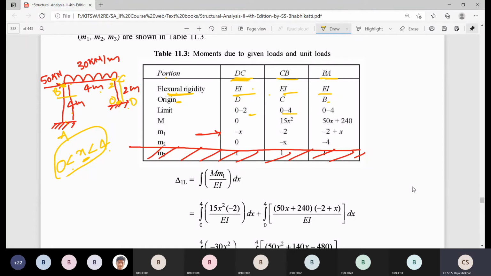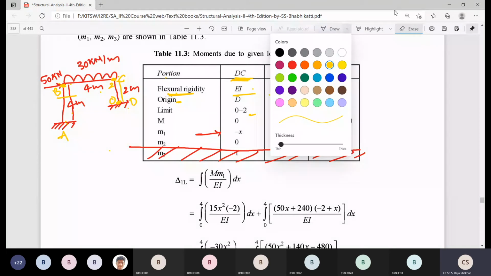For the CB member it is 0 to 4. For the AB member it is 0 to 4. So now we need to calculate the bending moment due to loading. We need to calculate it because of the application of load.